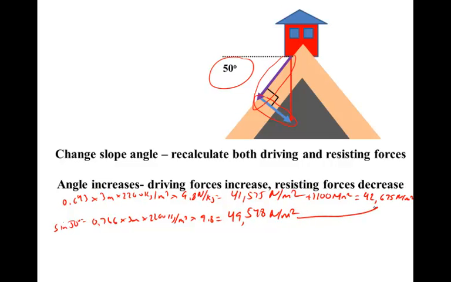This number is larger than this number. The slope could not hold an angle of 50 degrees. Driving forces would exceed the resisting forces. In other words, a slope made of this material with its given density wouldn't be able to sustain a slope angle of 50 degrees because the driving force would be larger than the resisting force.